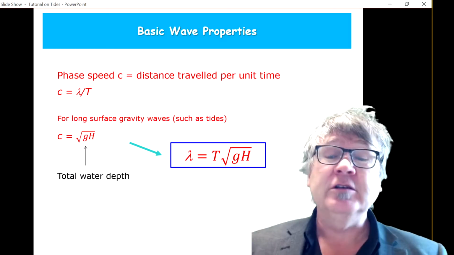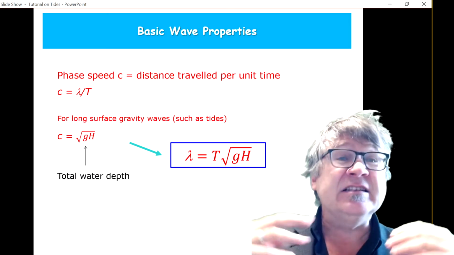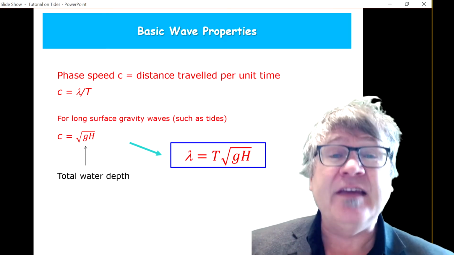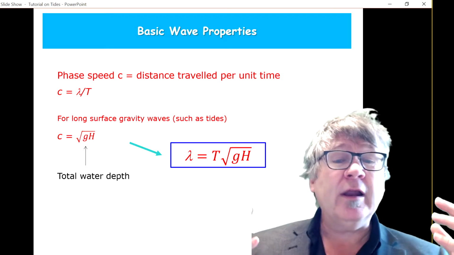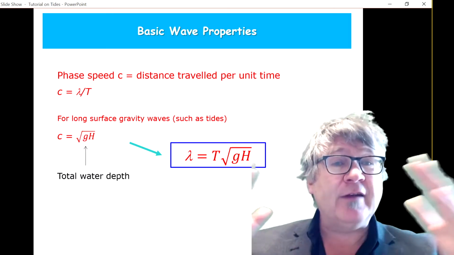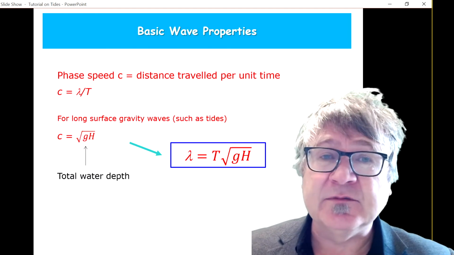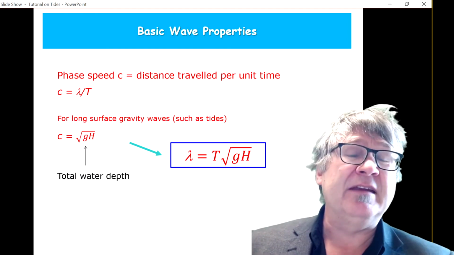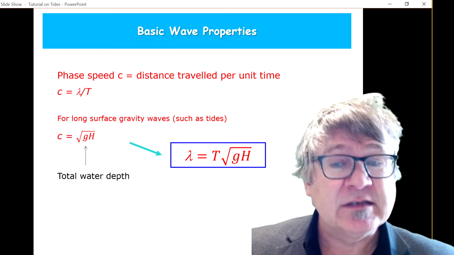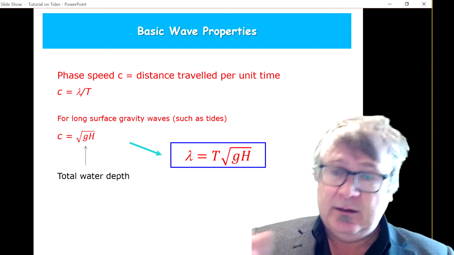So now for long surface gravity waves such as tides, you get a special phase speed relationship. And what are long waves? Long waves are the gravity waves which have a wavelength that exceeds the water depth by far, say more than 20 times. So if the water depth is 10 meters, if you have a wavelength of longer than 200 meters, that is a long surface gravity wave.